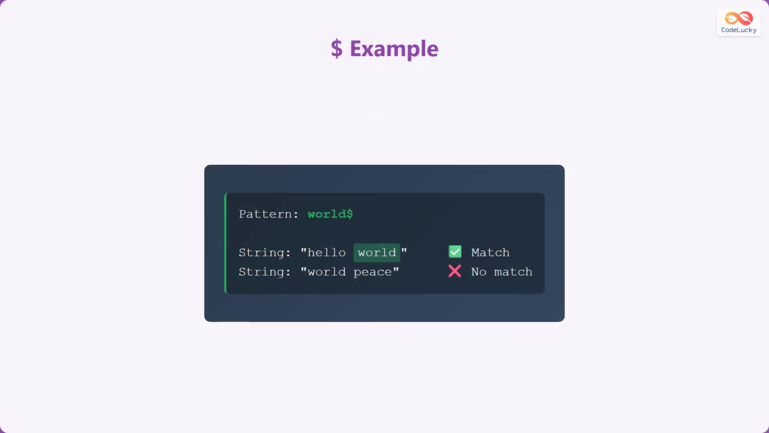Here are a couple of examples to illustrate how the dollar symbol works. Consider the pattern world$. If we apply this pattern to the string "hello world", it will result in a match because the string ends with the word world. However, if the string is "world peace", there is no match because the string does not end with world.